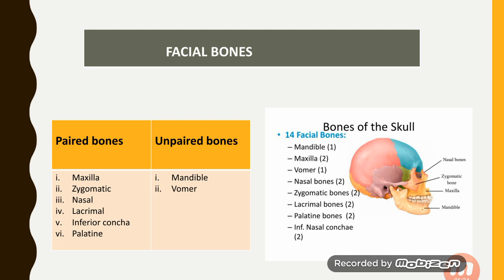Lastly, the palatine, which is present actually between maxilla and sphenoid. Mandible and vomer. Mandible is present to the lower side of the cheek and near the last part of the ear, and vomer is another bone which is present in the facial part.